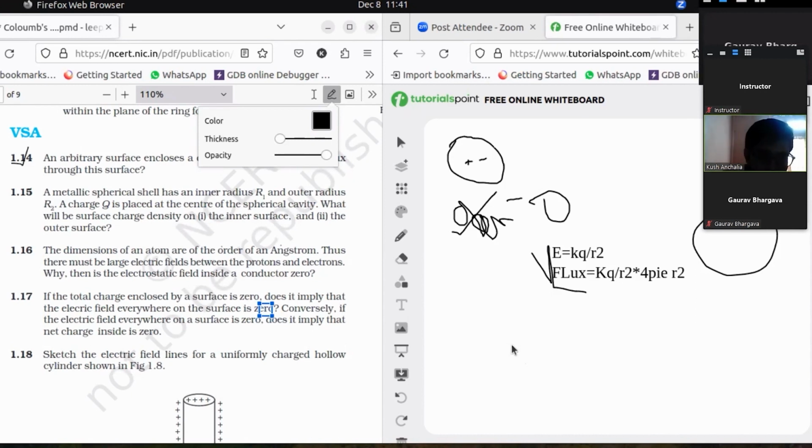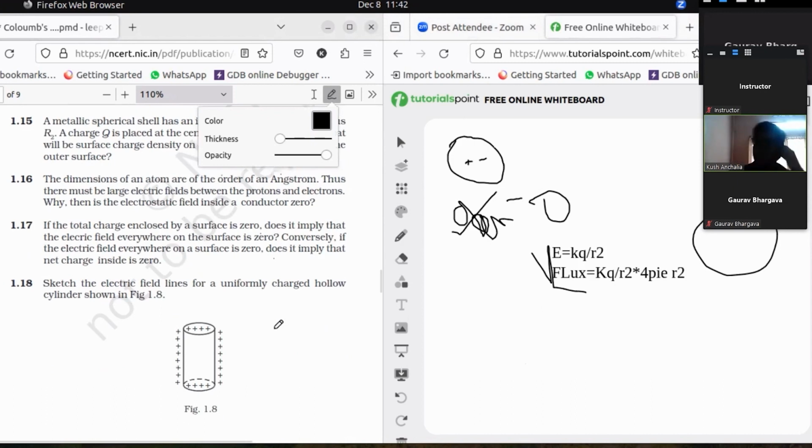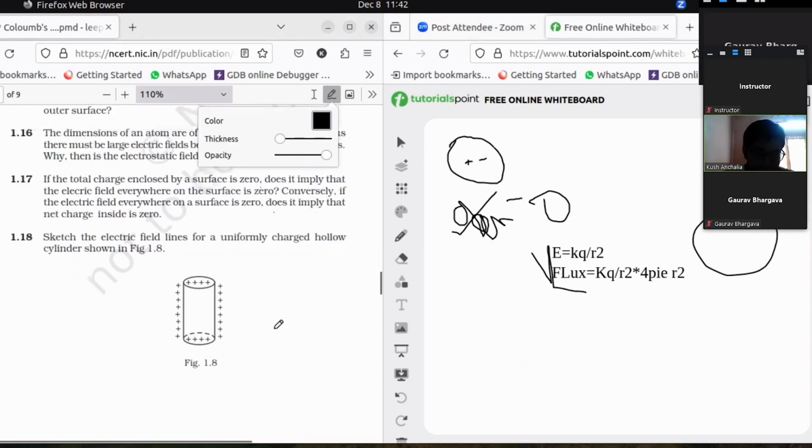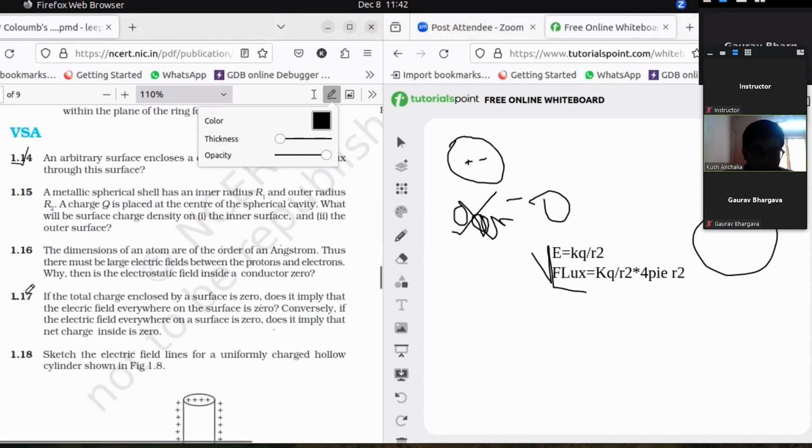If the total charge enclosed by the surface is zero, does it imply that the electric field everywhere on the surface is zero? No, it is not necessarily zero. It might be uniform. Conversely, if the electric field everywhere on the surface is zero, then the flux is obviously zero, so the net charge inside the surface is zero. This one is a very good question. The electric field can be uniform, not zero. Zero is not necessary. It can be uniform. Conversely, if the net electric field is zero, this one is true, but the other one is not true.